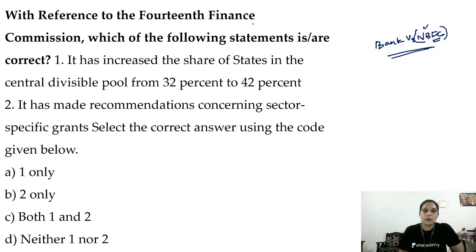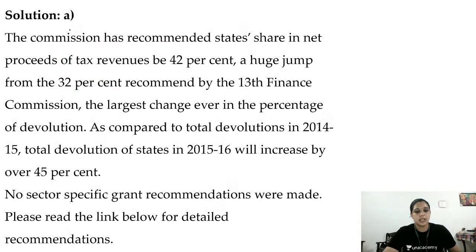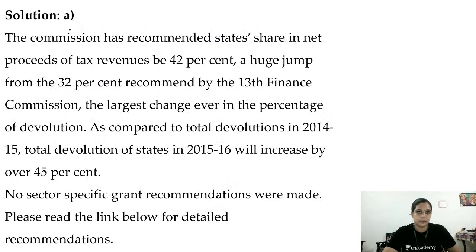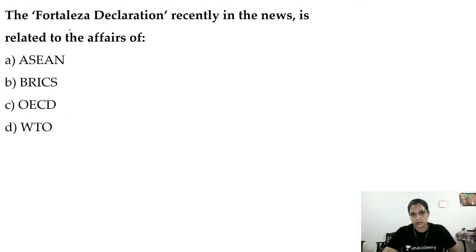With reference to 14th Finance Commission, which of the following statements is correct? It increased the shares of states in the central divisible pool from 32% to 42%. It has made recommendations concerning sector-specific grants. So again, this 14th Finance Commission was that year's current affairs. Now we have the new finance report, so this will not be relevant. So I'm skipping this question, because now we have these new things.